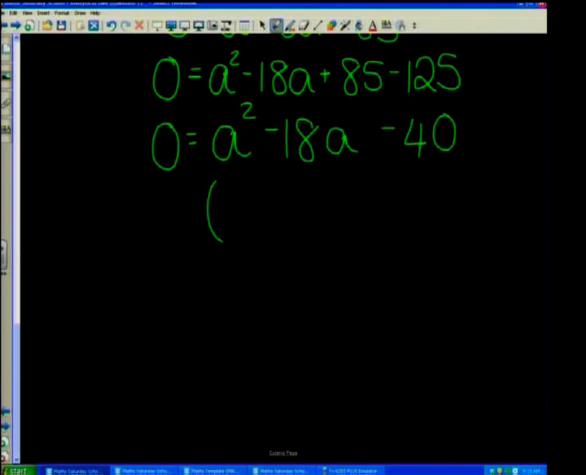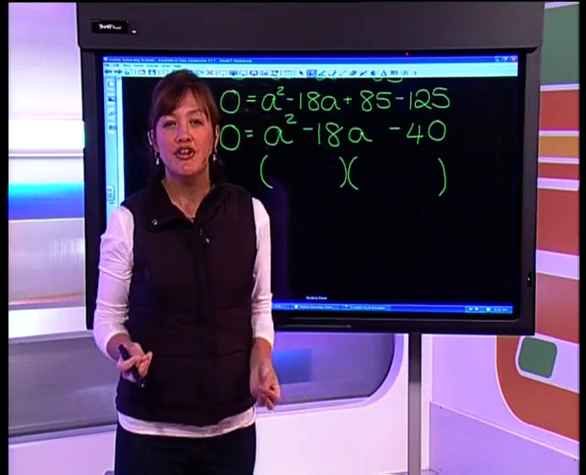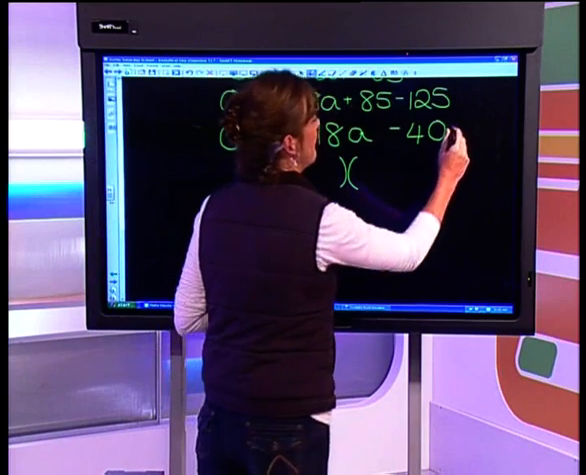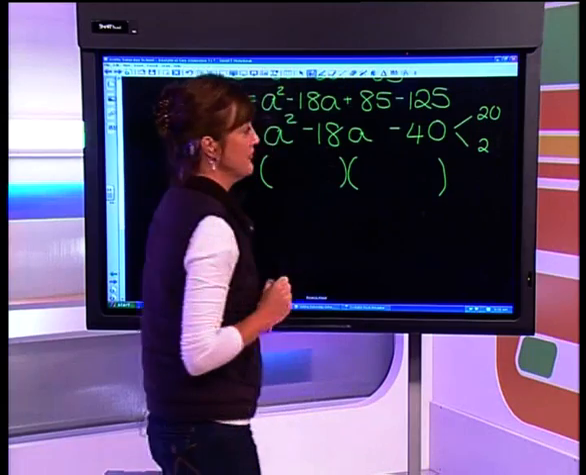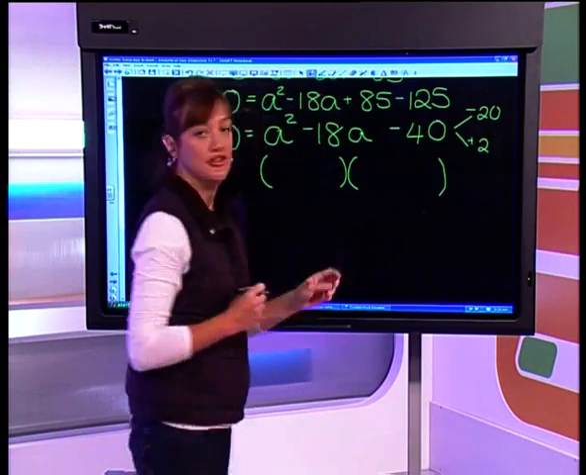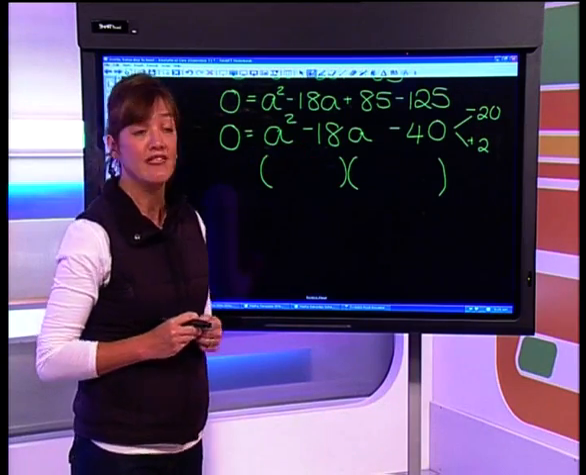We're going to factorize. What we now need to do is find factors of 40 that are going to get us to 18. If we know our times tables fairly well, we can just figure this out quite quickly. If I look at 40, we could break 40 up into 20 times 2, okay? If I take a negative 20 and a plus 2, does everyone agree we're going to get to negative 18?